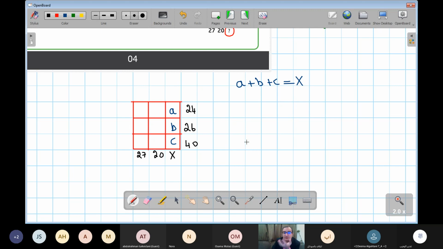Okay, we must use the given. The given says that we know the sum for the three boxes, horizontal and vertical. So if I want to know the value of A, A is gonna be equal to 24 minus these two boxes. Let's, for example, call them A1 and A2. Of course, A1, A2, A3, B, C are numbers, but I don't care about the value of A1 and A2. So if I want to know the value of A, it's gonna be 24 minus A1 plus A2.